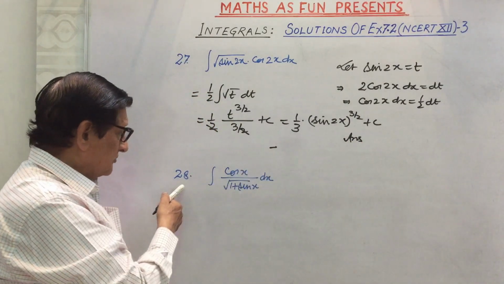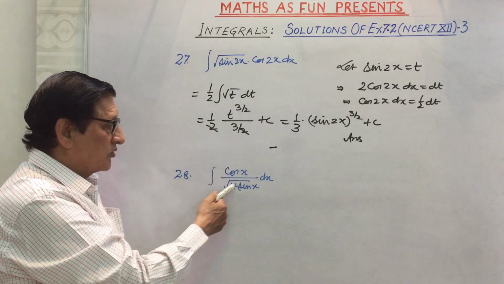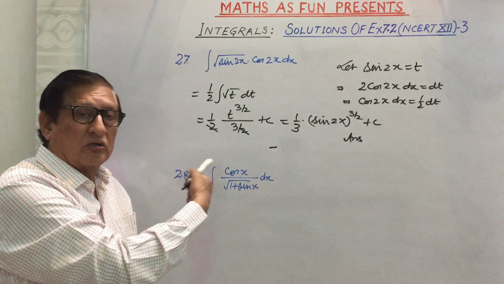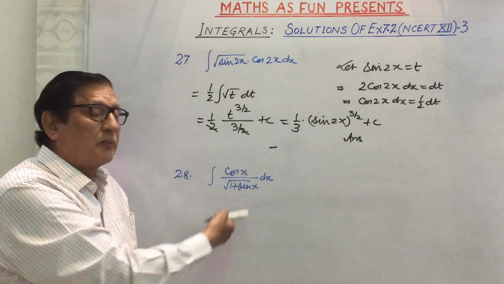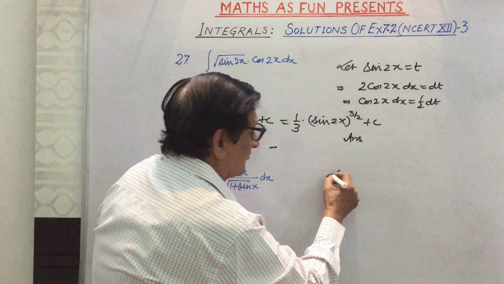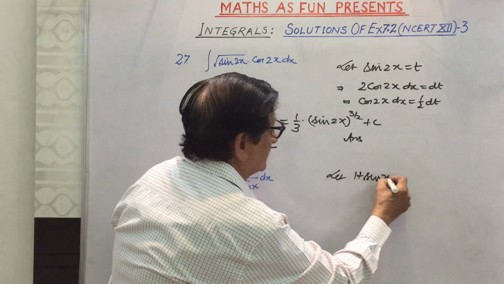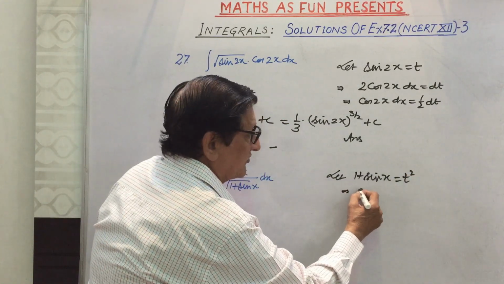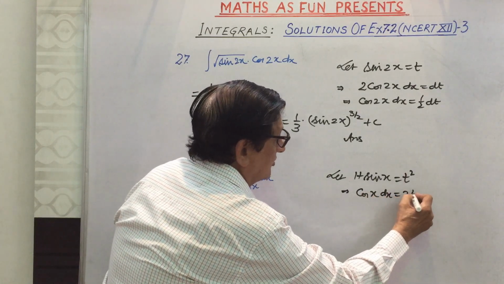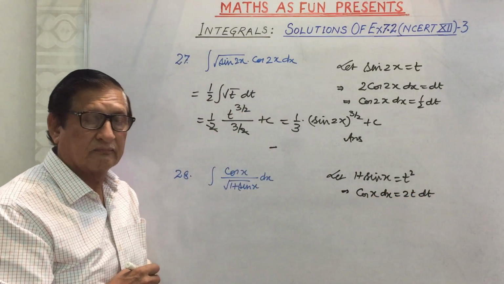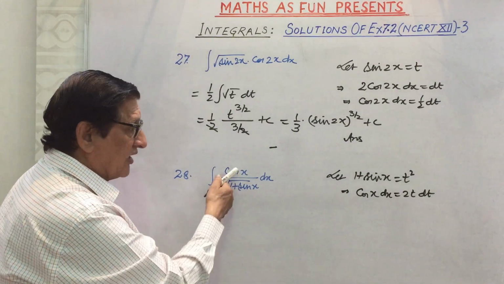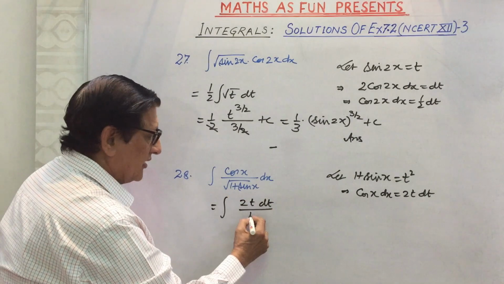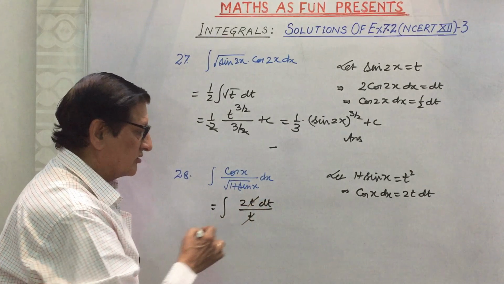Now the next question, question number 28, is integral of cos x upon root of 1 plus sin x. Here also we can take this 1 plus sin x as t, or to avoid radical power, t square. Suppose in this case we take it as t square. So we write, let 1 plus sin x is equal to t square. Differentiating with respect to x, we get cos x dx is equal to 2t dt. Applying this here, we will have cos x dx as 2t dt and root 1 plus sin x will be t. So t and t cancel.